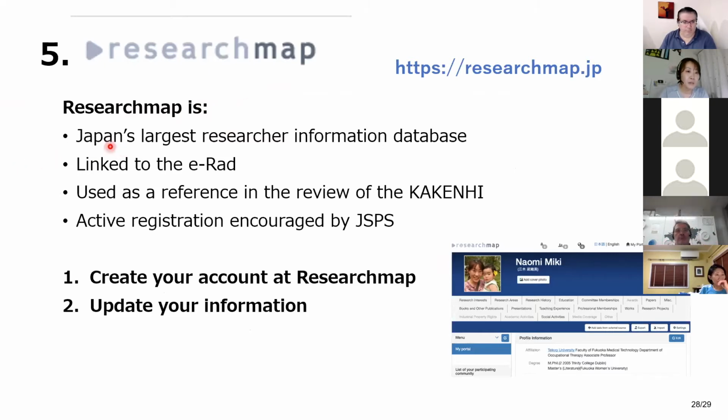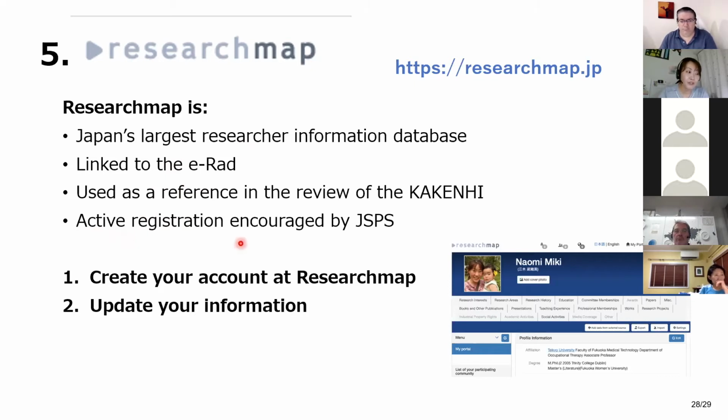ResearchMap is Japan's largest researcher information database, as a general guide to researchers in Japan and Japanese researchers abroad. It is linked to the ERAD, and the database can be used as a reference in the process of assessment. I mean, the reviewers can check ResearchMap while reviewing the proposals. And active registration is encouraged by JSPS.